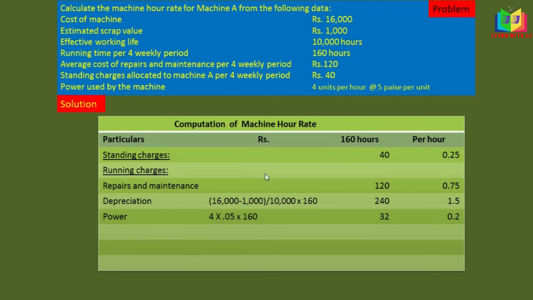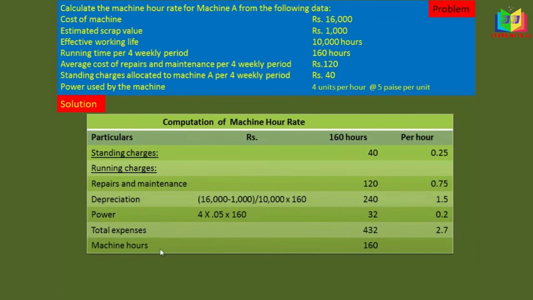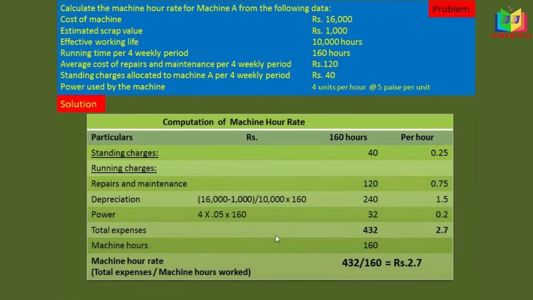Now we can add all this and we'll get the total expenses. For 160 hours, the total expense is 432, and for 1 hour, the total expense is 2.7. We can also calculate this per hour using the formula. The next one is machine hours. Machine hours is in the problem, that is 160 hours. If we substitute in the formula, total expenses divided by machine hours worked, we'll get the same 2.7. In both ways you can calculate.